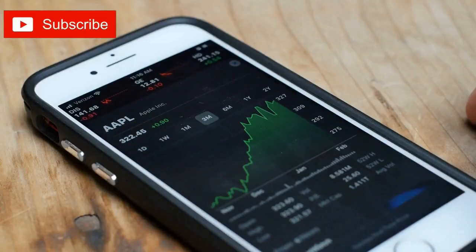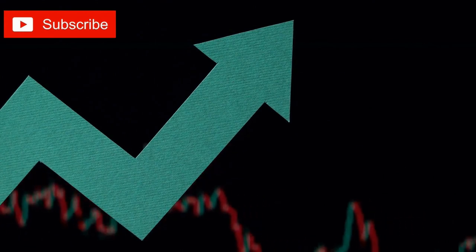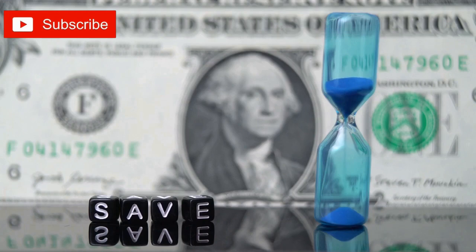Monitoring and adjusting your growth portfolio. Once you have built a growth portfolio, it's crucial to continuously monitor and adjust it to ensure maximum returns. The market is ever changing, and what may have been a high-growth stock yesterday may not be performing as well today. Therefore, staying on top of your investments is essential.